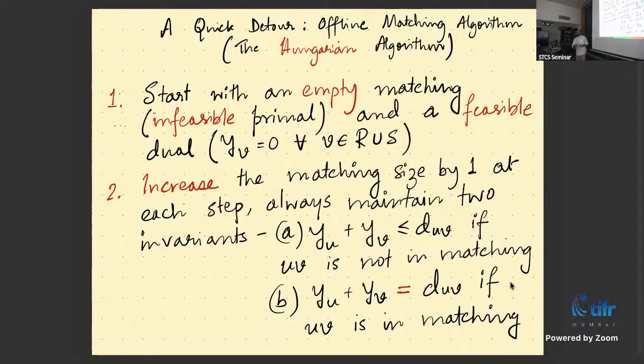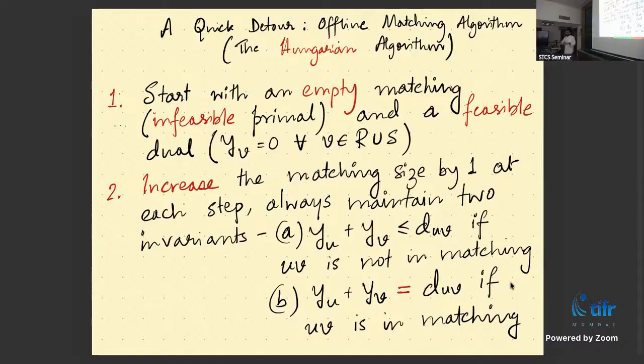So the first condition is the usual dual feasibility that we have already seen. That should still be maintained for edges that are not part of the matching. However, once you add your edge to the matching, you better make sure that this constraint holds with an equality. So these are also known as tight constraints. You add an edge to the matching, but before you add it, you better make sure that the total dual on the two sides adds up to the cost of the edge.